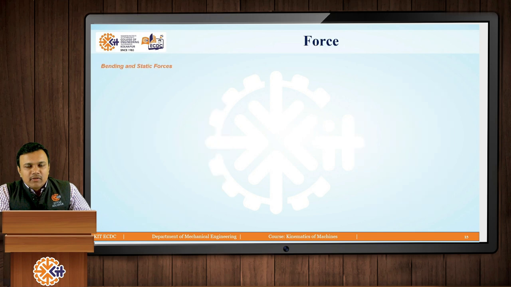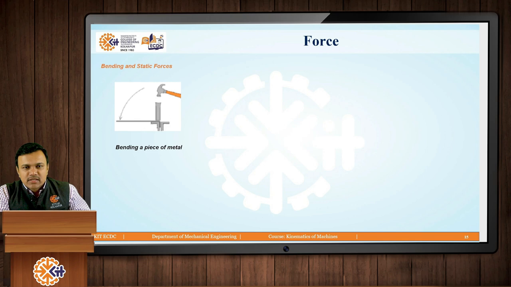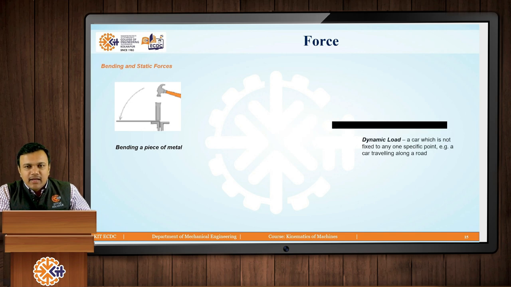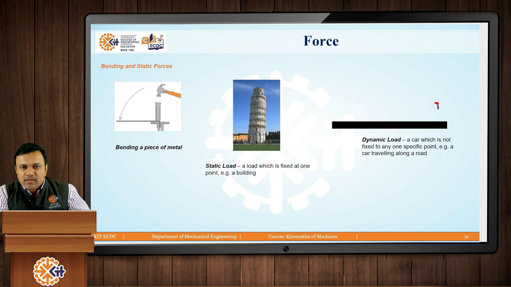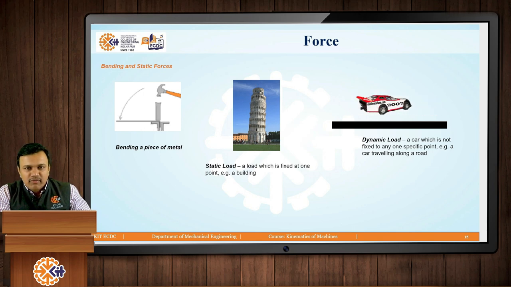The next force is bending, and then static forces. If you want to bend a plate with the help of a hammer, you can fix one end of the plate inside a frame and apply a bending force with the help of a hammer. Then what is a static force and what is a dynamic force? A static force is a load which is fixed at one point. Suppose you are talking about a building, it is not going to move. So it will be a static force, whereas a dynamic load would be a car which is moving on a road. The load which varies with respect to time is considered a dynamic load, whereas the load which does not vary with respect to time is considered a static load.